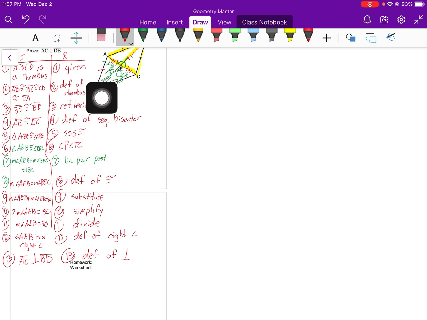But like I said, most of these are pretty simple. Definition of rhombus is brand new today. Reflexive we've used a bunch. Definition of segment bisector has been around for a while. Same with SSS and CPCTC and linear pair postulate. The definition of congruent, substitute, simplify, divide. These steps individually are not very complicated. Collectively, it makes it a lot harder because you have to piece a lot of pieces together. I understand that. Okay, but this is the process to be able to prove this.